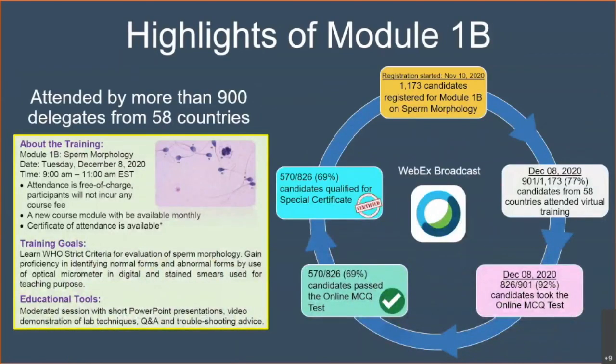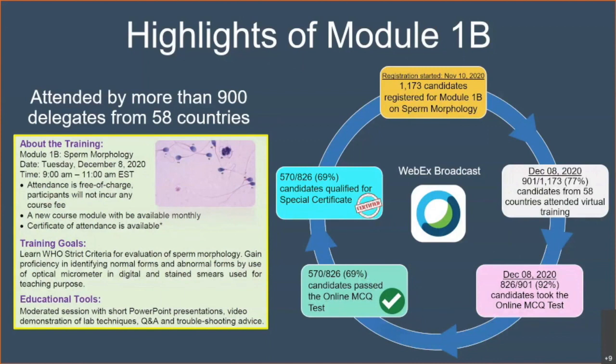This is the highlight of the last module, Module 1B, which was devoted to morphology. We had more than 900 delegates from 58 countries who finally attended the program. Of course, there were a lot more who registered, as you can see, almost 1,200. So the program was very successful.